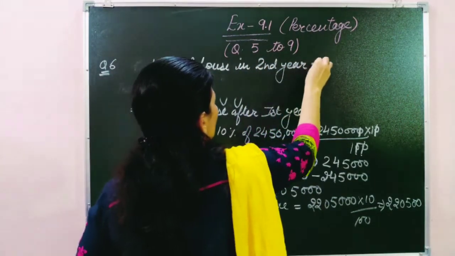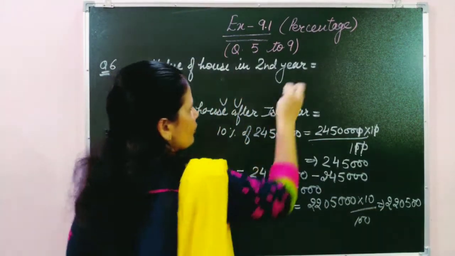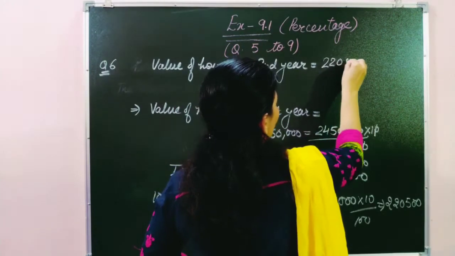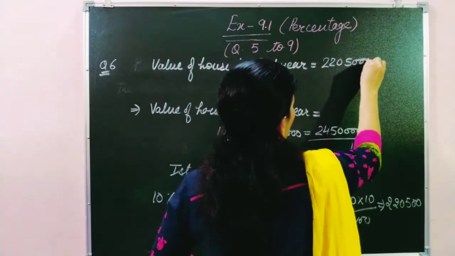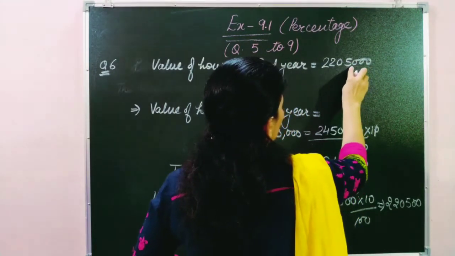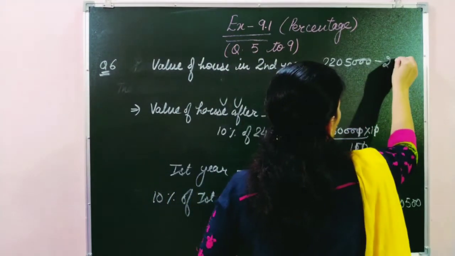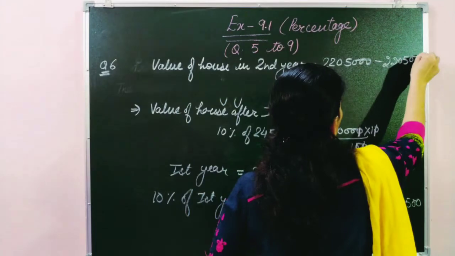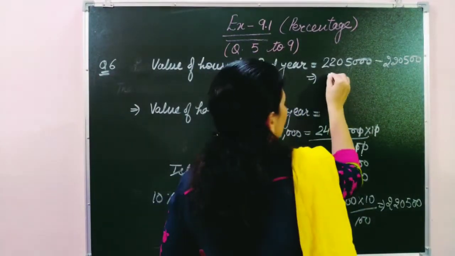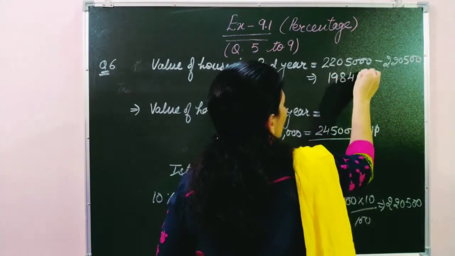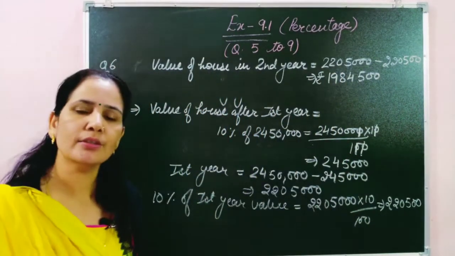So to find the value of the house in the second year, the decrease amount is subtracted from the first year value. So 22,05,000. Sorry, 22,05,000. Yes. Then minus 2,20,500. If we subtract this one, we get the answer 19,84,500. So this is the final value of that house after 2 years.